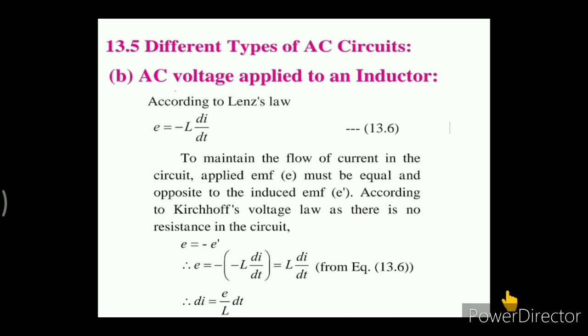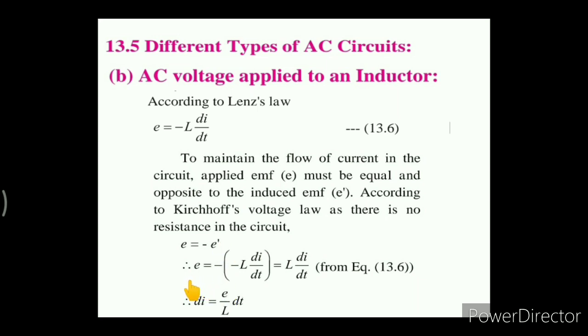So according to Kirchhoff's law of voltage, there is no resistance in the circuit, and hence we can write E plus back EMF is equal to 0. So E is equal to minus back EMF. As back EMF is to be represented as E dash, we can write E is equal to E dash.